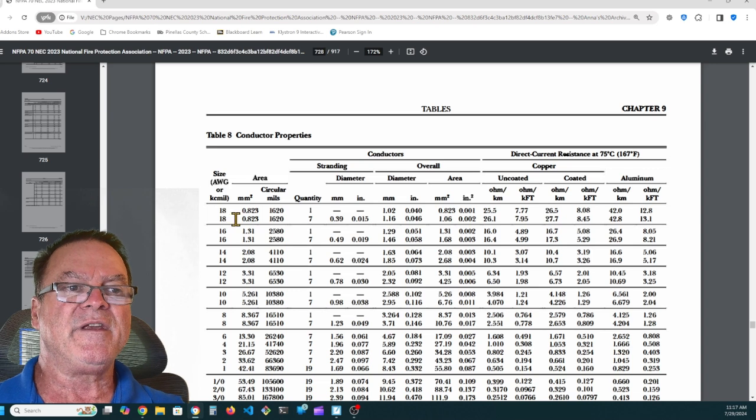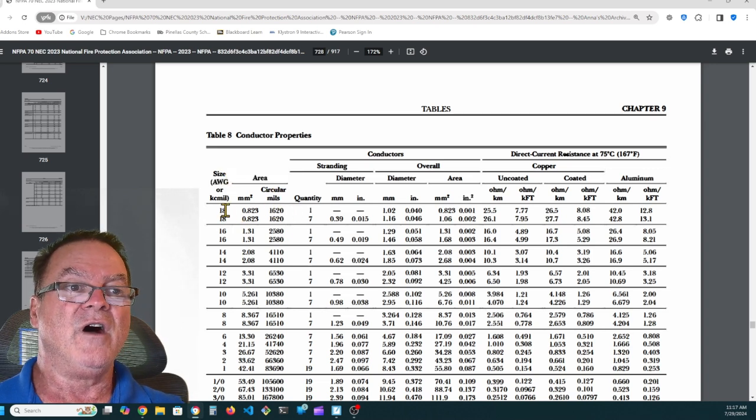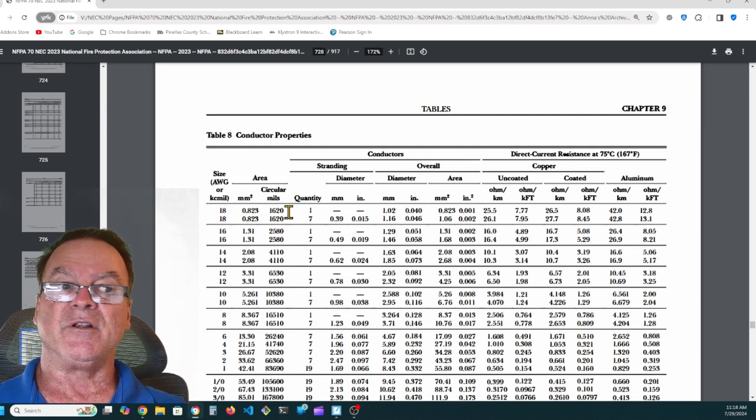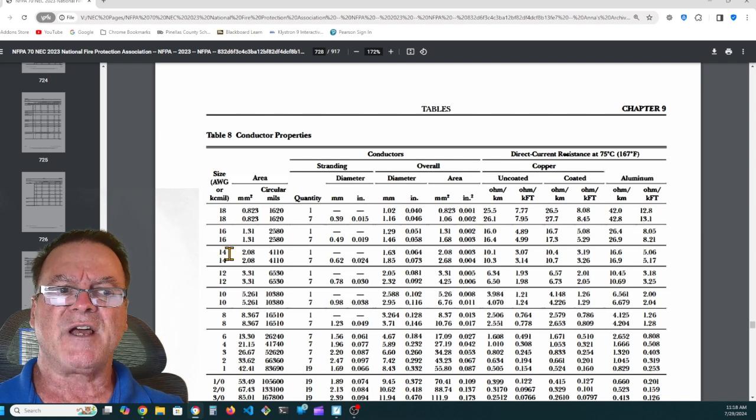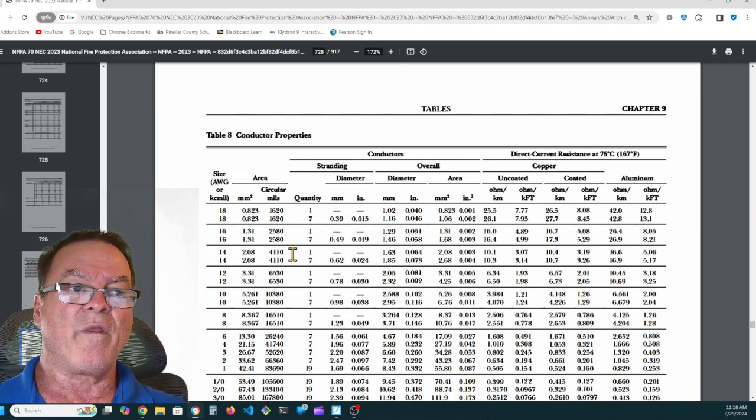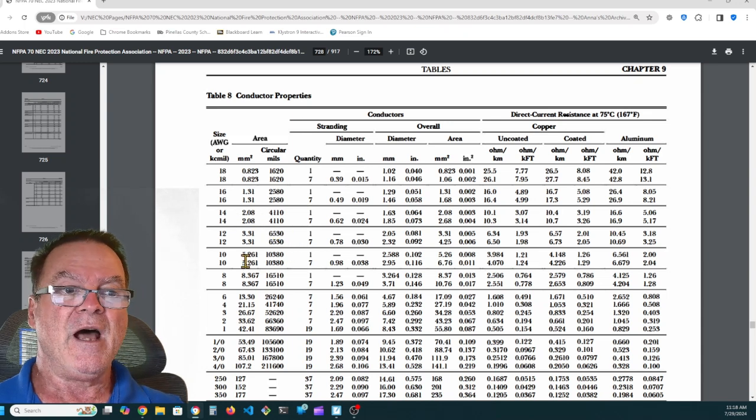We were just talking about the American wire gauge number for the wires, and this tells us the circular mill area of a number 18 wire, 1,620 circular mills; a number 16 wire, 2,580; a number 14, and again, that's the smallest size we use for branch circuits, is 4,110. Number 12 is 6,530. Number 10 is 10,380.